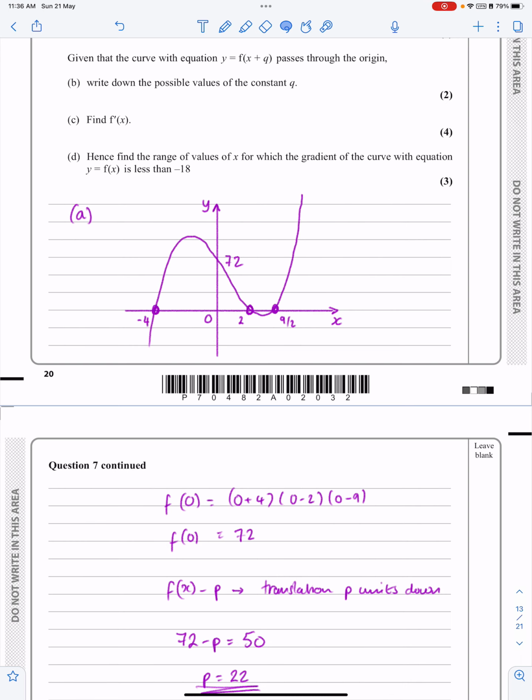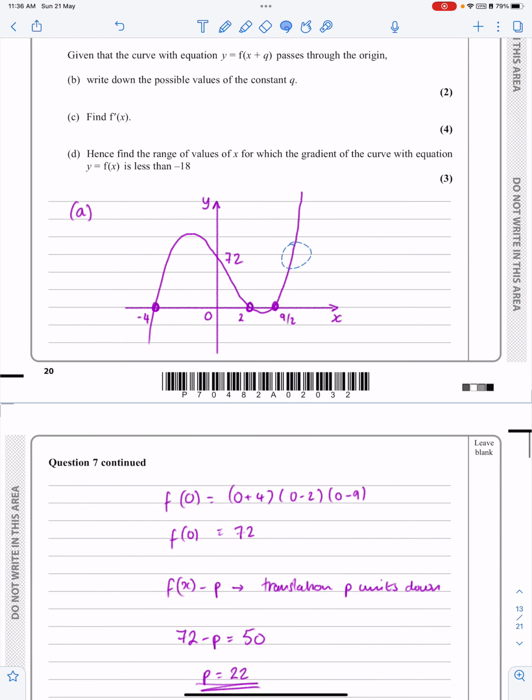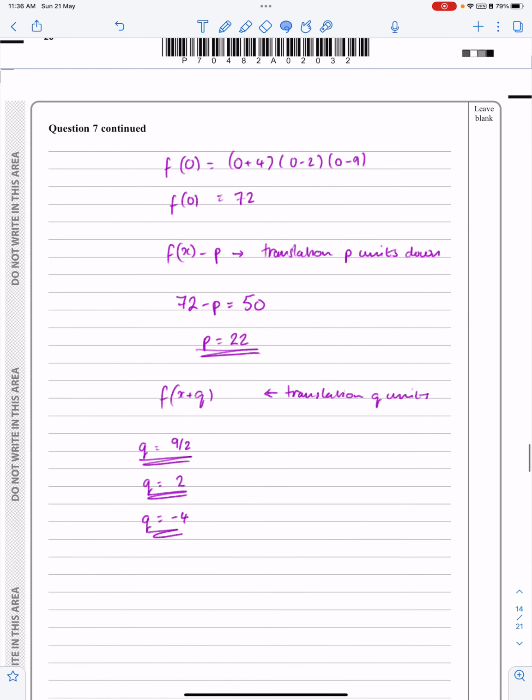Any of those three transformations, a translation to the left or to the right, would end up with q still ending up going through the origin. So that's part B. Let's label that properly. That's part B there.